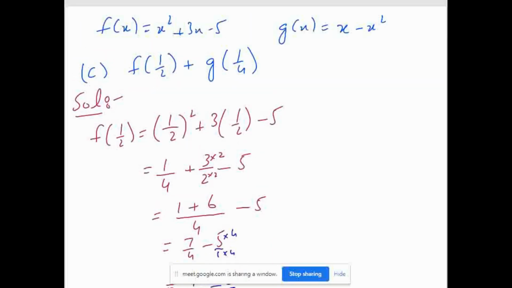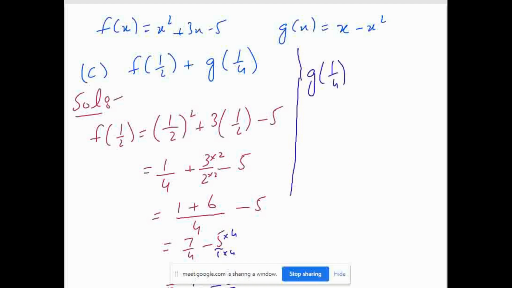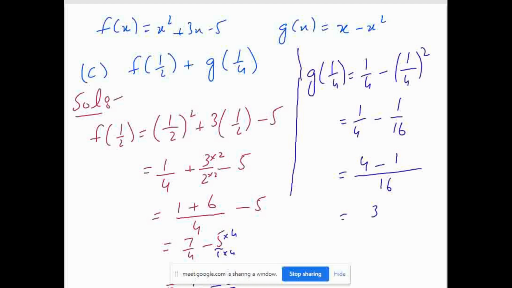Now this is the first part. Now the second part is we have to find out g of 1 by 4. As we can see, g of x is equal to x minus x squared. So g of 1 by 4 will be equal to 1 by 4 minus (1 by 4) whole squared, and here it will be 1 by 4 minus 1 by 16, and if we further simplify it, this will be 16, 4 minus 1, so here it will be 3 by 16.